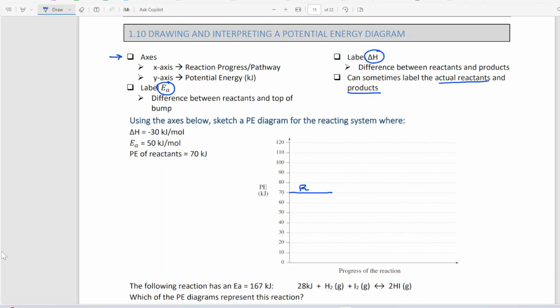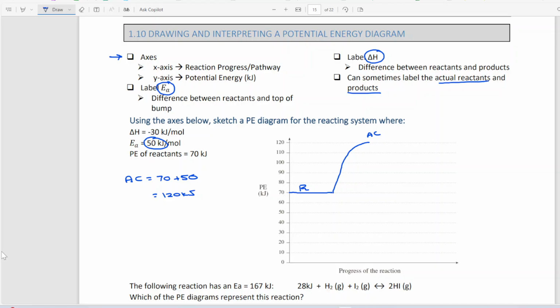Okay. Then I know that I'm going to form an activated complex if I have enough energy. And it says that the energy that I need is 50 kilojoules. So from this 70, my activated complex is going to have 70 kilojoules of energy plus another 50 added to it to reach 120 kilojoules. So I'm going to make the top of my bump be at 120 kilojoules. And this is where my activated complex would be.